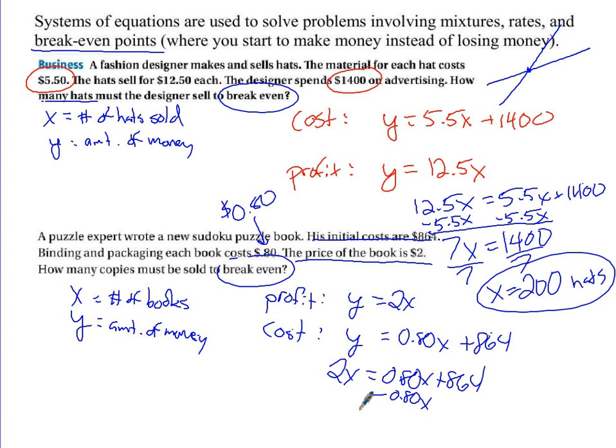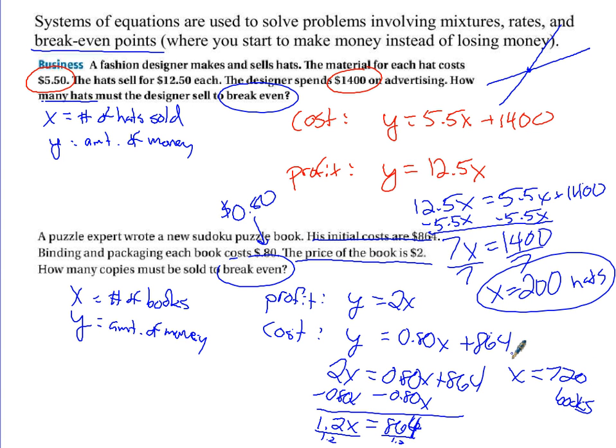0.80X from both sides. All right, and we get 1.2X equals 864. And now what? Divide both sides by 1.2. I can barely squeeze that in here. But we get X equals what? What was it? 720 books. And there's your answer.